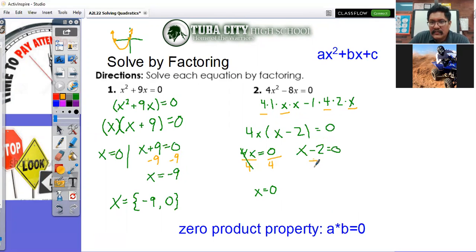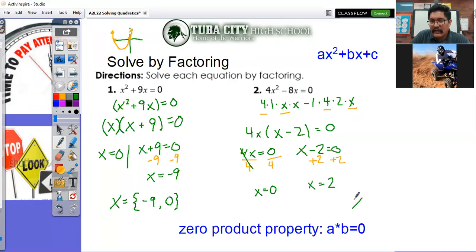Let me try this one, and I am going to add 2 to both sides. If I add 2 to both sides, that is going to make my second solution 2. So I have the solutions of 0 and 2. If I plug 0 back in, if I multiply anything by 0, it's going to be 0. But if I also put 2 in here, all of this is going to zero out.